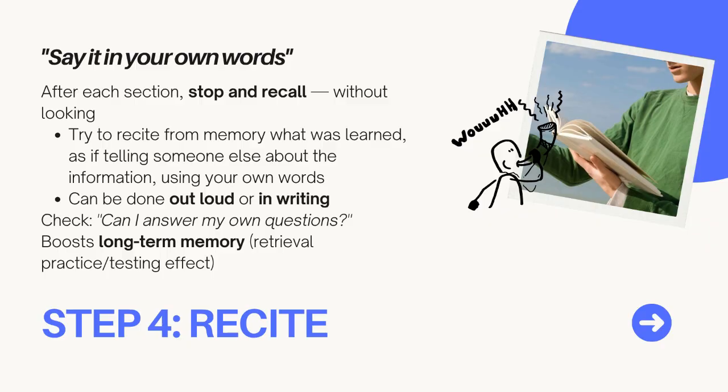After reading comes recite, and this is probably my favorite step. So after finishing a section, students close the text and try to recall what they just read in their own words without looking. They can do it out loud or write it down, either works. The point is they are pulling the information from memory, not just rereading. And science actually backs this up. When you try to recall something, it sticks in your long-term memory way better. So instead of reading the same paragraph 5 times, you read it once and you will actually remember it.